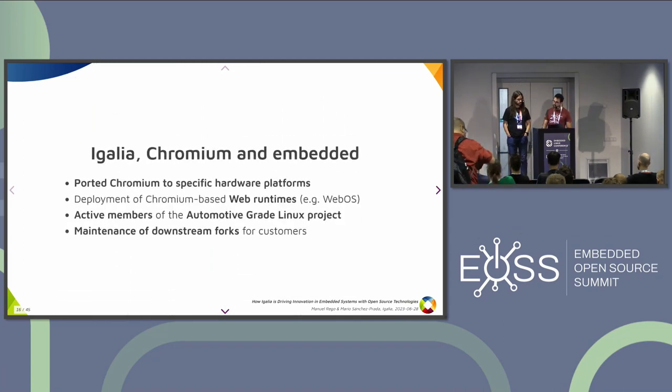If we think about Igalia and embedded systems using Chromium, we have ported it to different hardware platforms for different customers. We have been deploying Chromium web runtimes in things like smart TVs with WebOS, for example. We are active members of the Automotive Grade Linux project, where we maintain the Chromium layer. And we also maintain downstream forks.